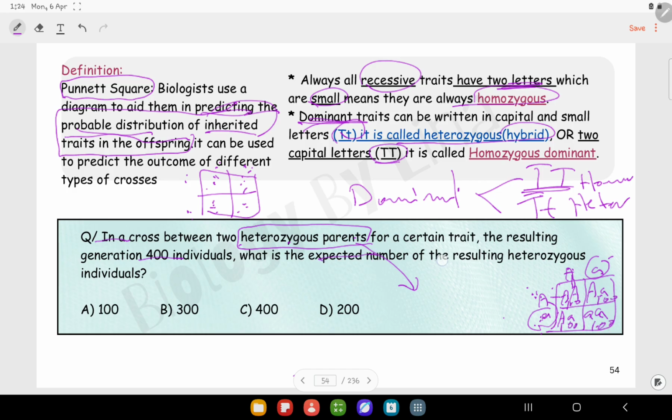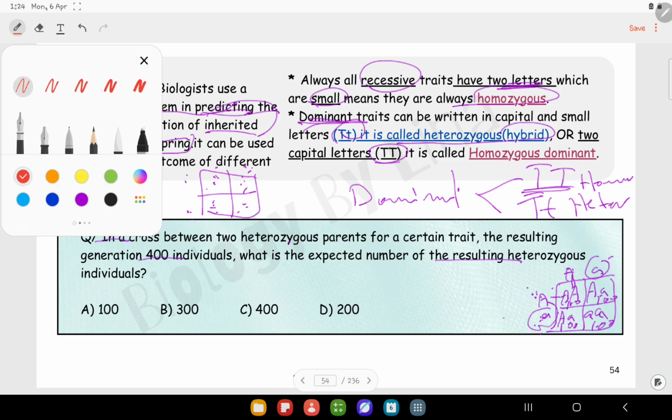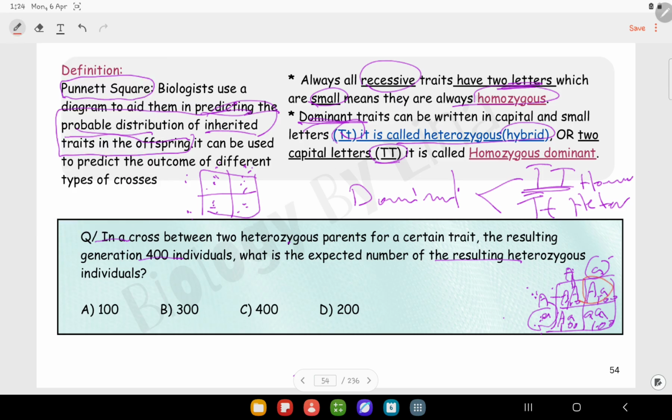So what is the expected number of resulting heterozygous individuals? How many of these individuals are heterozygous? Okay, let's change the color. We have this one, it's hetero, and this one is hetero. So 200 of them are heterozygous. What if I asked about homodominant? Homodominant means this one, capital A capital A, so it's only 100. What if I asked about homorecessive? Homorecessive is also 100. What if I asked about homo, the number of homo? This is homo and this is homo, so it will also be 200.